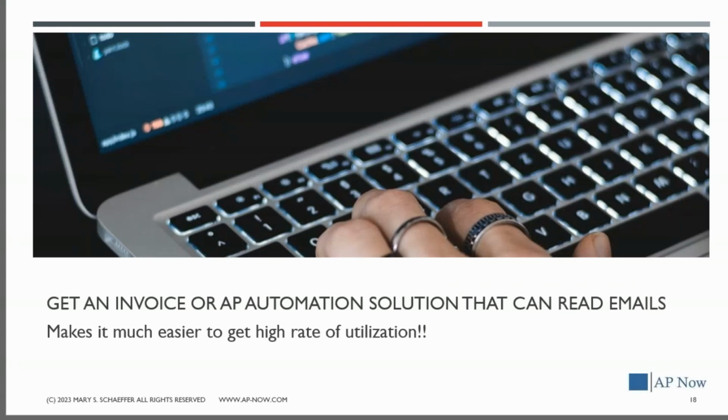Now, the silver bullet when it comes to getting high utilization for the automation solution has been to get a solution that can read invoices from email. And that's still a recommended approach, because that way your vendors don't have to change what they're doing, which is always a problem, to get them to change anything. And then the automation solution goes into the email, picks up the invoices and reads them.